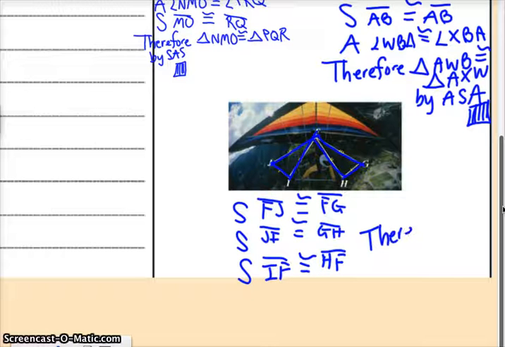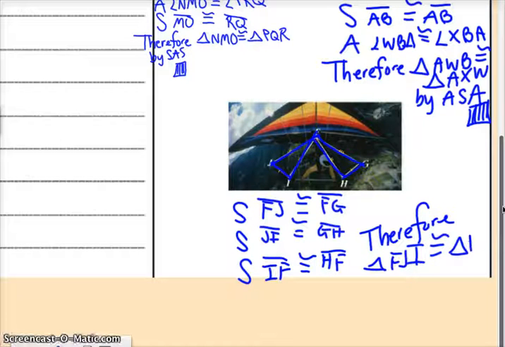Therefore, triangle FJI is congruent to triangle FGH by side, side, side. Done. Proof is done. Okay? All right. That is the end of your geometry unit.